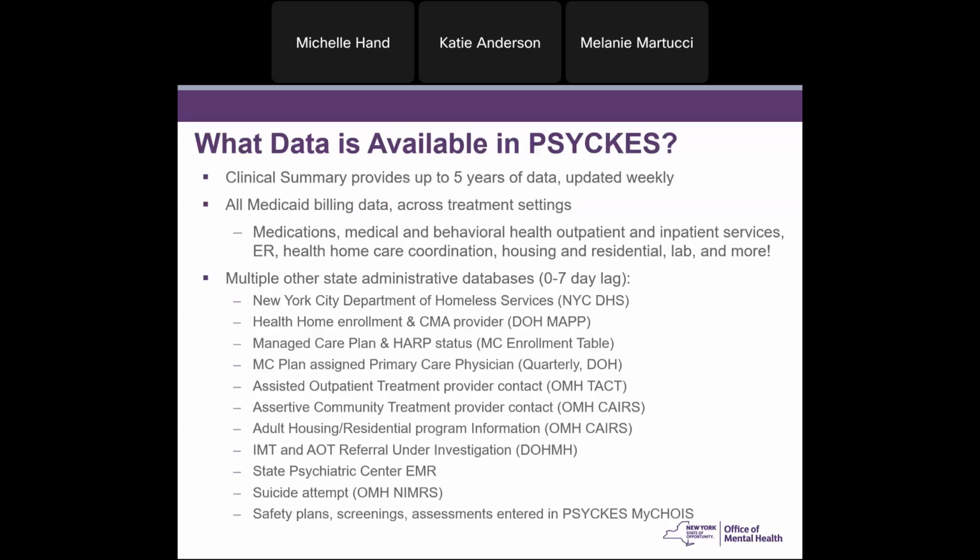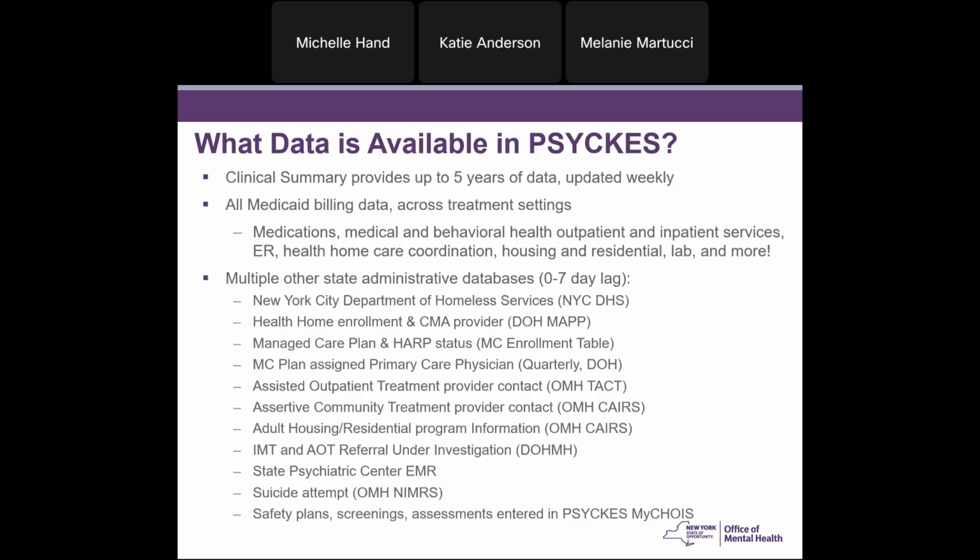The first is a newer data source that we've acquired, and that would be the New York City Department of Homeless Services, NYCDHS data. So this would show information on the shelter name, the program type and placement date, the exit date, exit reason, and that shelter director contact information. We also have information coming from DOH MAP, so that would be the health home enrollment and care management provider information, along with that health home contact information. And then we have managed care plan and HARP status coming from the managed care enrollment table.